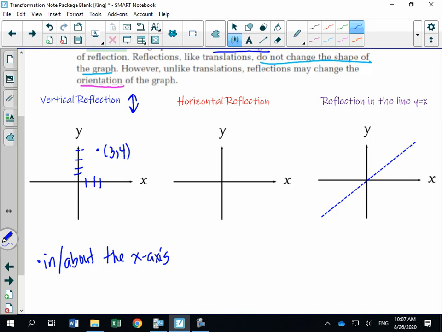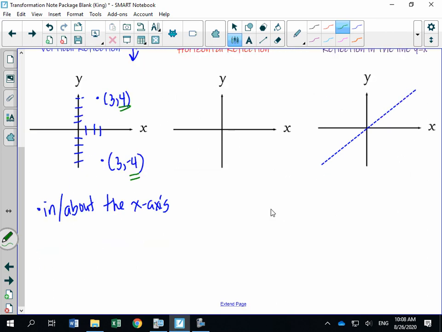So again, we could say a vertical reflection is a reflection in the x-axis, or we could say a vertical reflection is a reflection about the x-axis. So this point (3, 4), if this was my mirror line here, my new point would be (3, -4). And what you need to realize with vertical reflections, the big thing, is that it's the y coordinate that changes.